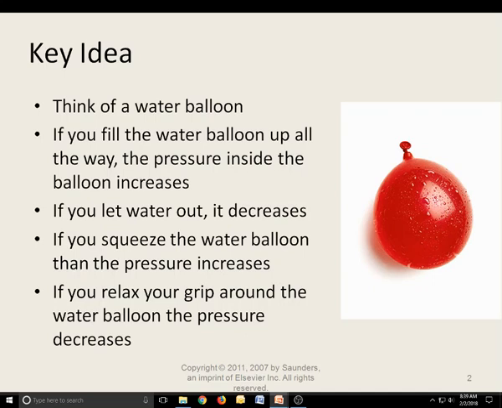So two main things happen at the blood vessel level to increase or decrease blood pressure: an increase in volume will increase blood pressure, or what we call vasoconstriction, constricting the blood vessel, will increase blood pressure. What decreases blood pressure? Less volume in the blood and a relaxation of the blood vessels, or dilation, vasodilation.